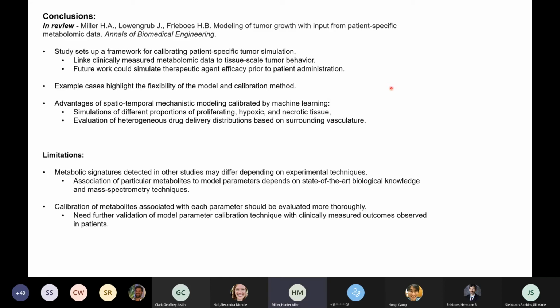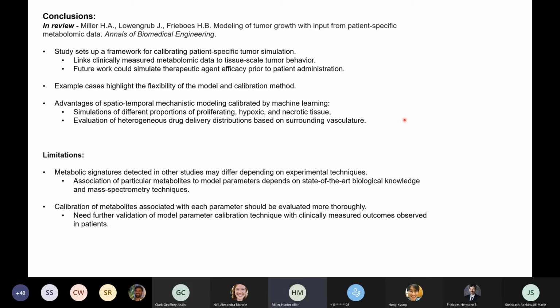So this study sets up a framework for calibrating patient-specific tumor simulations by linking metabolomic data to tissue scale tumor behavior, with the ultimate goal of simulating therapeutic agent efficacy prior to patient administration. We have shown that the modeling platform presented is flexible enough to showcase differences in chemotherapy response after calibrating parameters to patient-specific metabolomic data, and is consistent with clinically measured results.